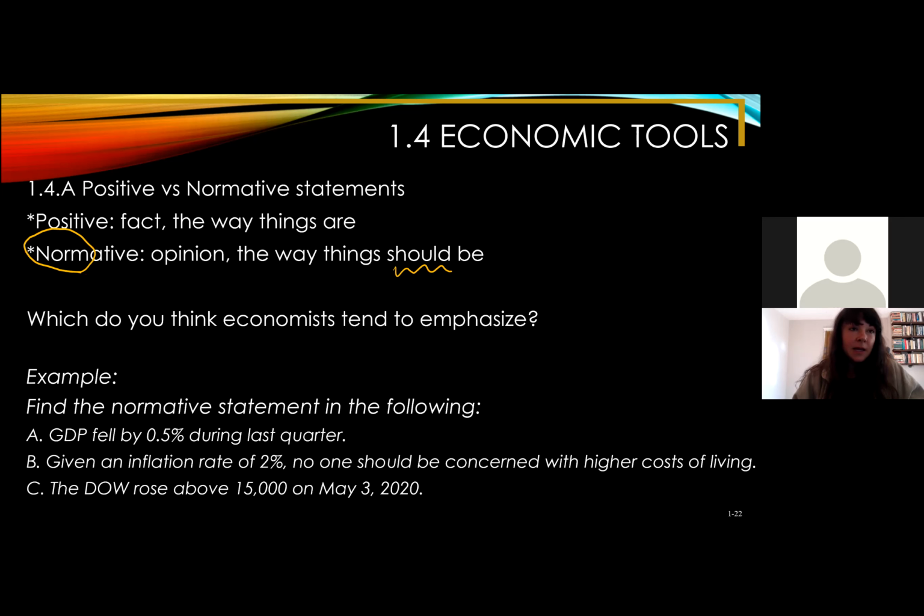So an example would be: Maine has a minimum wage of $12 an hour. "The minimum wage should be higher" is normative. A positive statement is just saying what the minimum wage is. So if you were just thinking about economists and the stereotype you have about them, which of these do you think economists tend to emphasize? Do you think economists tend to dwell in the world of positive statements or normative statements?